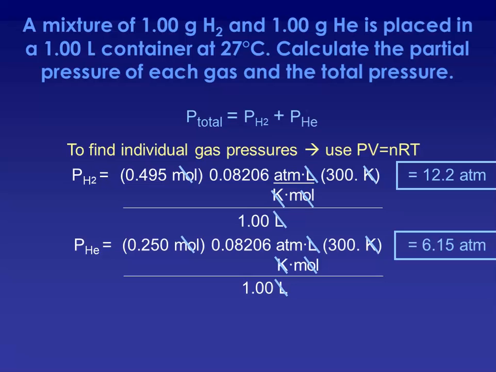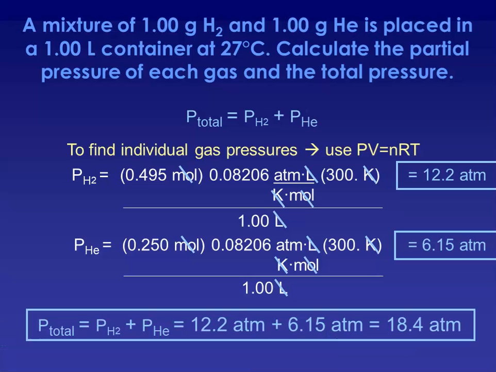To find the total pressure, I could either add all the moles together and plug them into the ideal gas law, or I can use Dalton's law, where if I know the pressure of each of the individual gases, I should be able to add them together to get the total, 18.4 atmospheres.